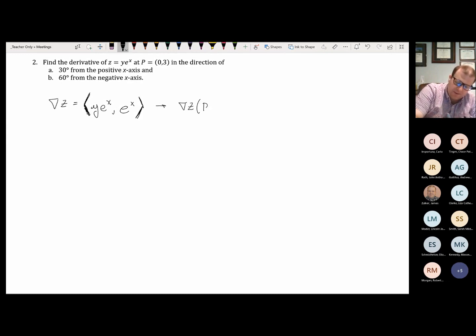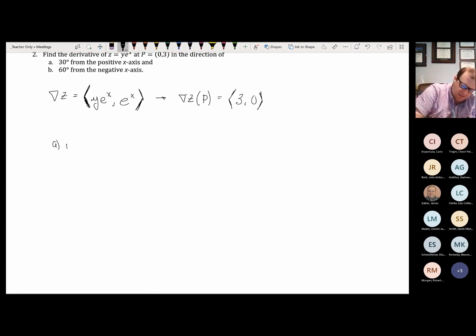Now I evaluate this at our point P, which is (0, 3). It'll just be (3, 1), right? e to the 0 is 1. Direction vectors: if we're looking at 30 degrees from the positive x-axis, well, that's simple. Cosine of 30 degrees, sine of 30 degrees: root 3 over 2, 1/2.